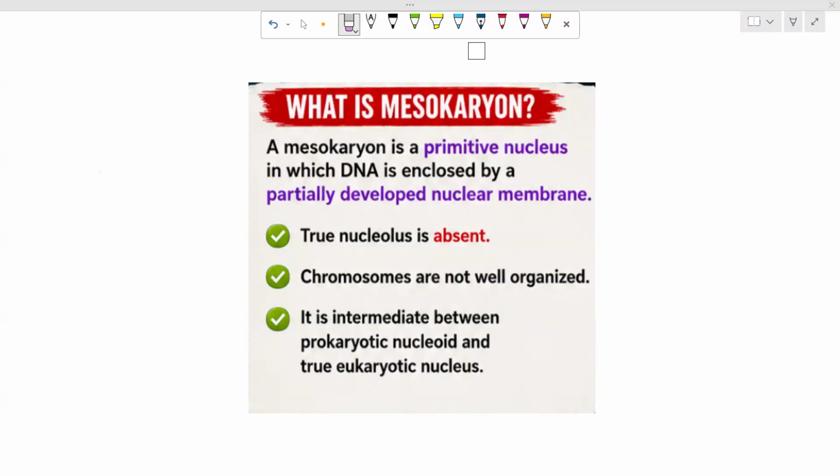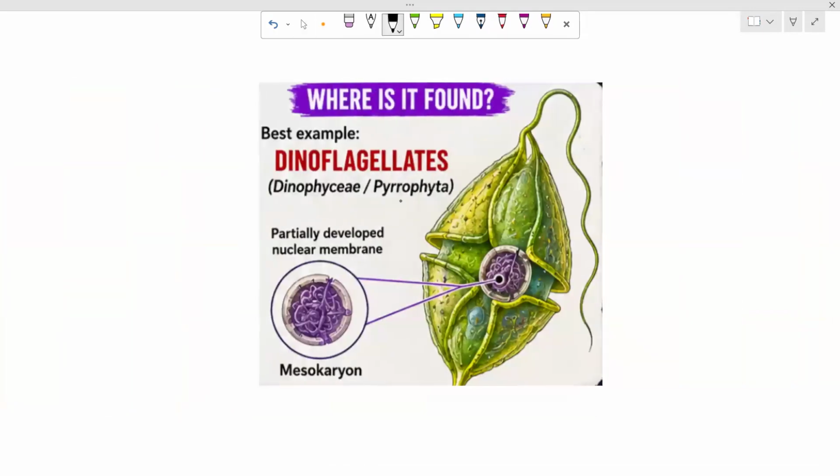In this video, we are going to study about Mesokaryon. Now see, do you know there are some organisms whose nucleus is neither fully primitive nor fully advanced, and this unique condition is known as Mesokaryon. Mesokaryon means it is a nucleus which is in the middle stage, neither fully primitive nor fully advanced, and it's generally seen in dinoflagellates. So you can understand here, it is the one which is showing an intermediate stage between prokaryotic nucleus and true nucleus. You can see them in the dinoflagellates.